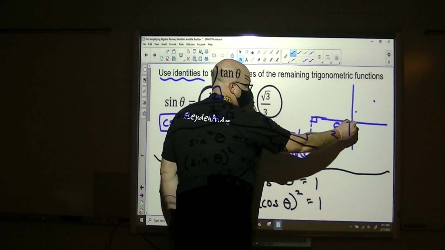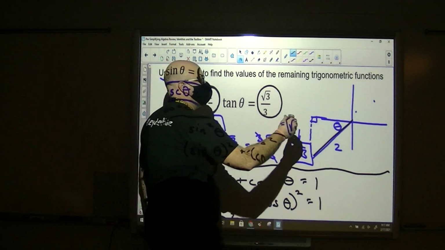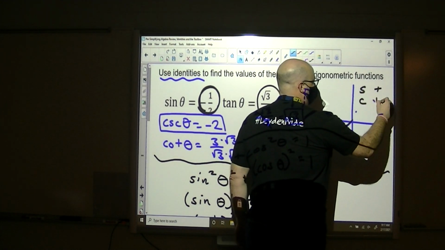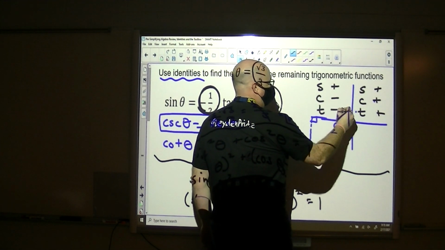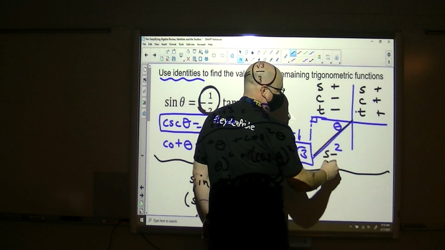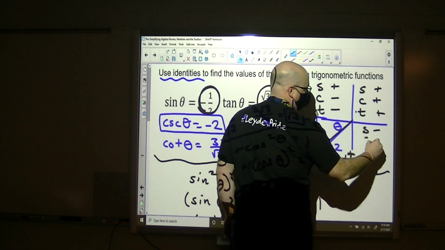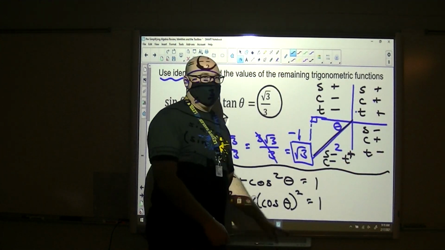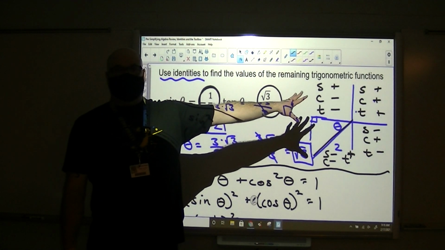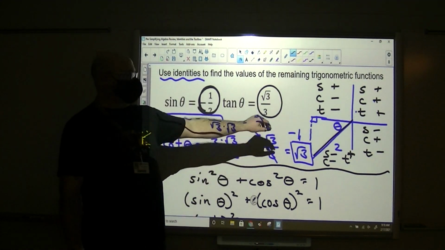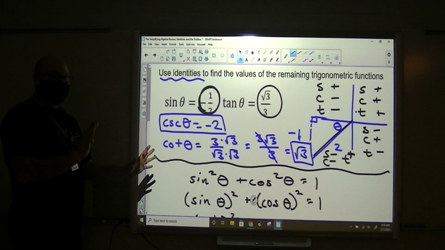We've already said we think the angle is down here in quadrant 3. That still matters. It matters that we know in quadrant 1 sine, cosine, and tangent are all positive. In quadrant 2, sine is positive, cosine is negative, tangent is negative. In quadrant 3, sine is negative, cosine is negative, tangent is positive. And in quadrant 4, sine is negative, cosine is positive, and tangent is negative. This has already been covered. Pause it if you want, and add that to your notes again if you'd like. But it matters to know what quadrant we're in.